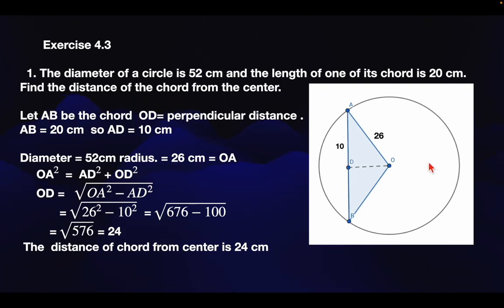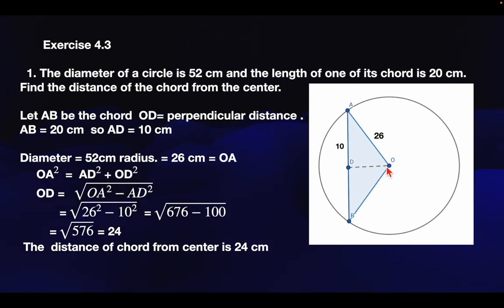So here, this is a circle, this is the center, here is a chord. We draw a perpendicular line like this to the chord. This will divide the chord into 2 equal parts. They have given the length of the chord as 20 centimeter. So this distance will be 10 centimeter. Diameter of the circle is 52. So the radius is 52 upon 2, that is 26.